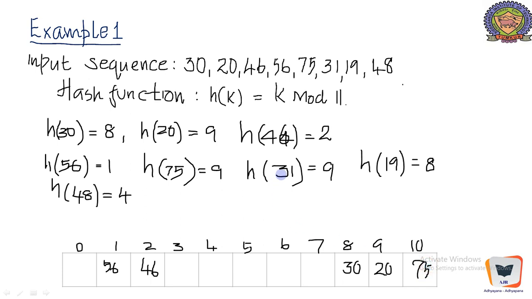Then comes 31, which is also 9. It is filled, it will go to the next place, which is also filled, so it will wrap around and come to the 0th cell, which happens to be empty, and it is inserted over there. Then comes 19, which is 8. The 8th cell is also filled, the next is filled, on searching this is also filled, so the search wraps around, and here it is inserted. And then comes 48.